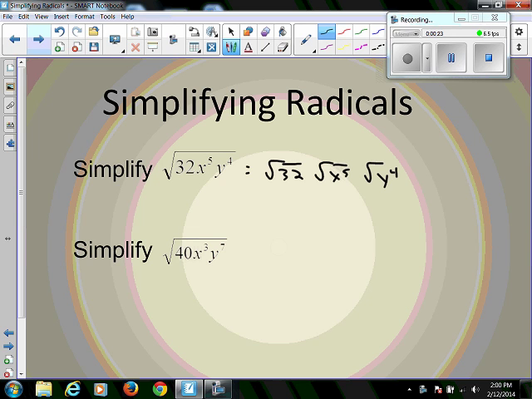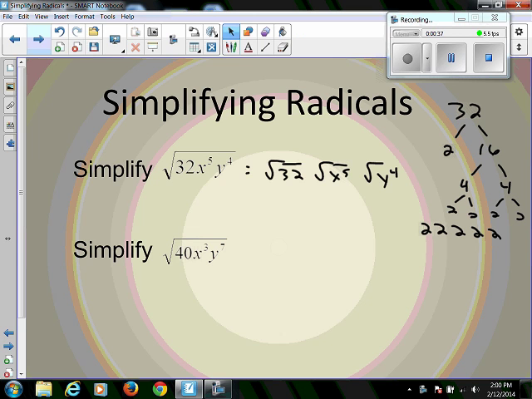I realize that it's a decimal, so I'm going to treat 32. After I treat it, I'm going to get my prime factorization. I have 5 2's. And since it's square root, I want groups of 2. I have 2 groups of 2, so I'm going to multiply 2 times 2, which is 4. That 4 goes outside, and I keep the 2 inside.